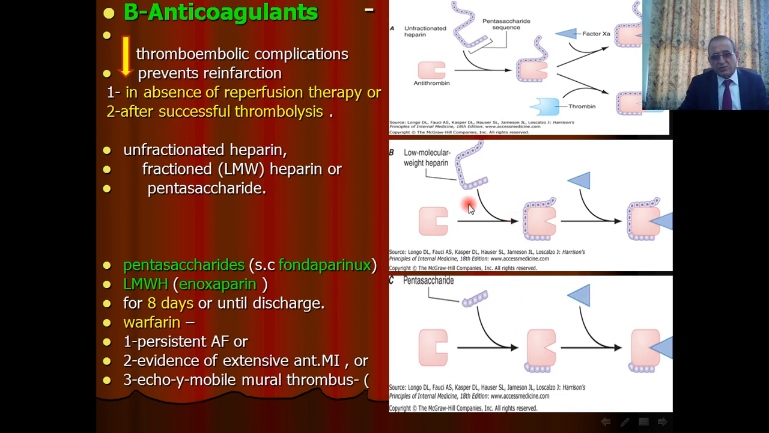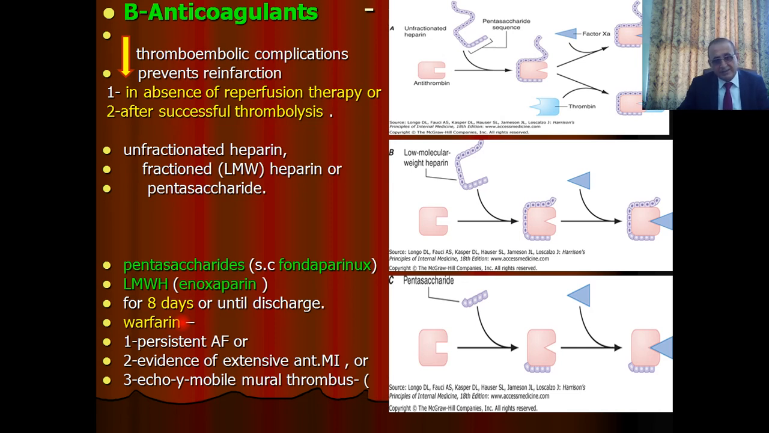Some patients who have atrial fibrillation, evidence of extensive MI, or echo shows thrombus, then you might continue with oral warfarin. So, to summarize, anticoagulants are given in both types of acute coronary syndrome. In complete occlusion, it is a support for thrombolysis. In partial occlusion, it will prevent propagation. But sometimes you might need to continue with warfarin. And the types, pentasaccharide and low molecular weight heparin, are more practical.